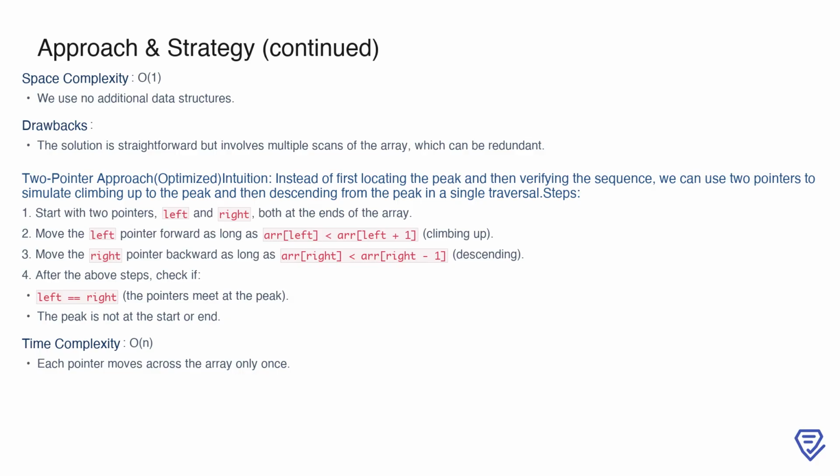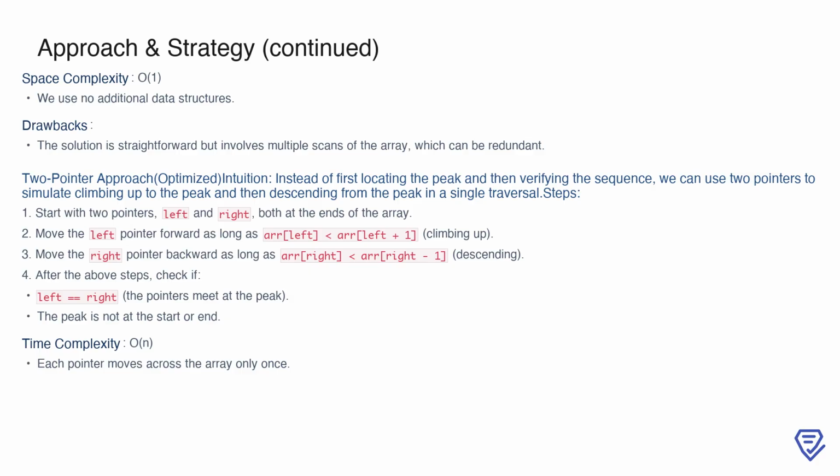The left pointer moves forward as long as the array values are strictly increasing, effectively simulating the climb to the peak. Similarly, the right pointer moves backward as long as the values are strictly decreasing, simulating the descent. By doing so, we ensure that both the climb and descent are checked in a single traversal.